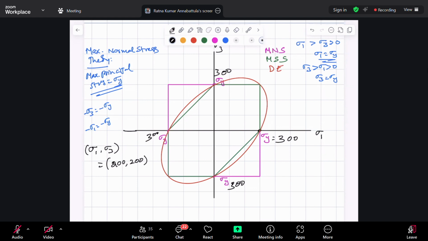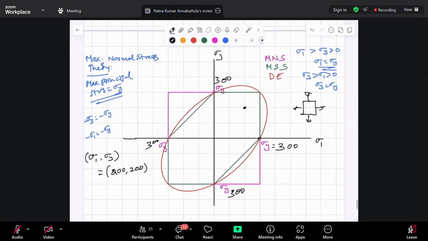Okay. So now sigma 1 is equal to 200, sigma 3 is equal to 200. That is the data point. Suppose you have a state of loading where sigma 1 is 200 and sigma 3 is 200. Equibiaxial loading. If you plot that in this sigma 1, sigma 3 plane, that is the point loading scenario for your specimen. Is this safe or unsafe? Safe. It is safe. Right?